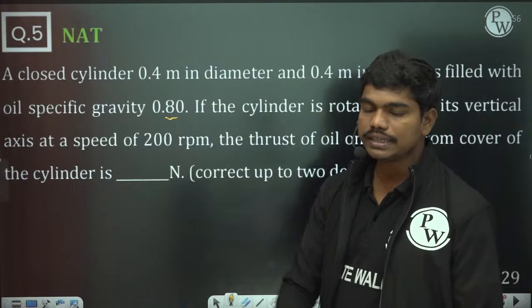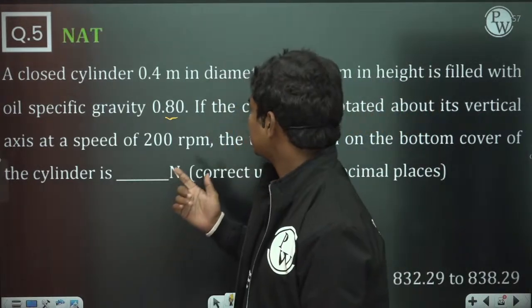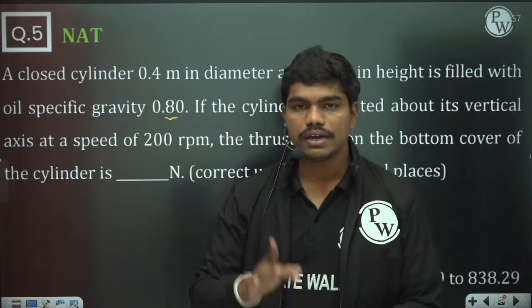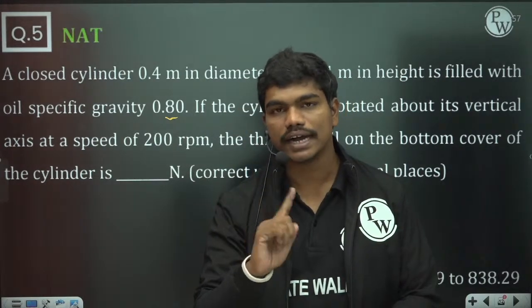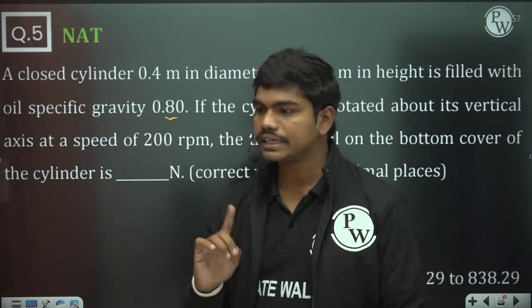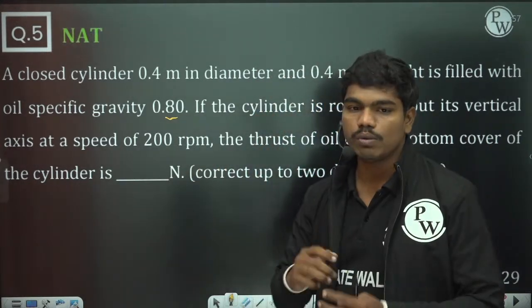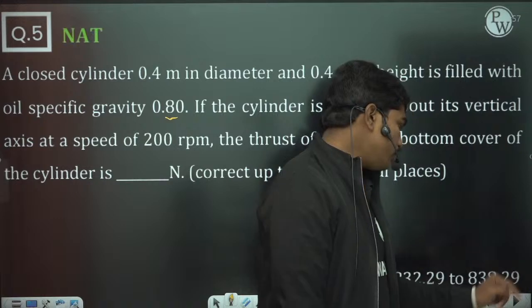So basically there is a closed container which is completely filled with oil of specific gravity 0.8. This container is rotated about its vertical axis at a speed of 200 rpm. Whenever this container is being rotated, what is the thrust of the oil, the force that the oil exerts on the bottom surface of the container? This is what we actually need.